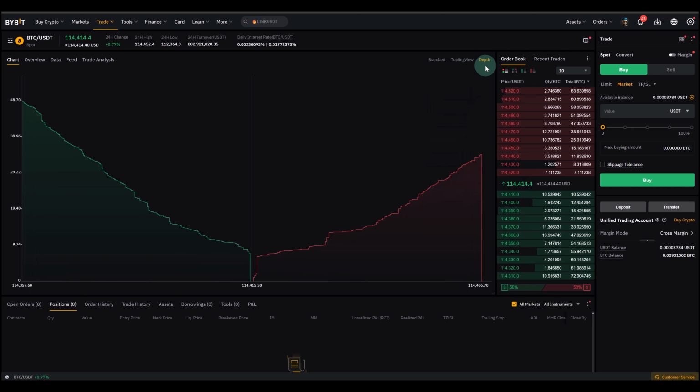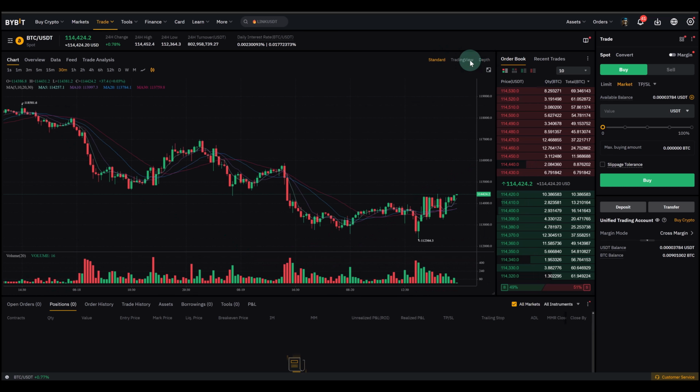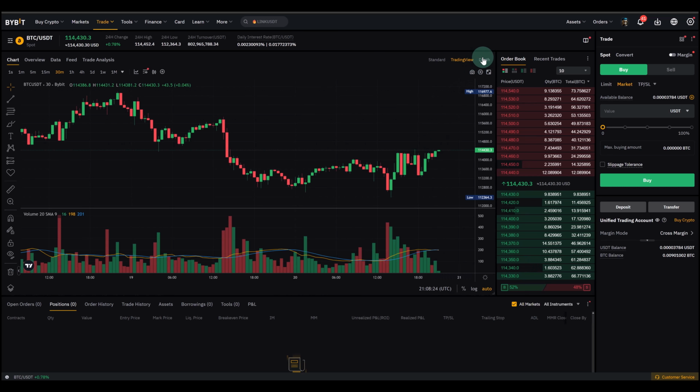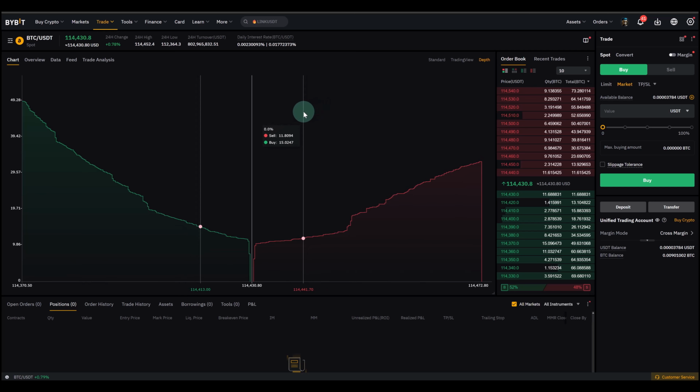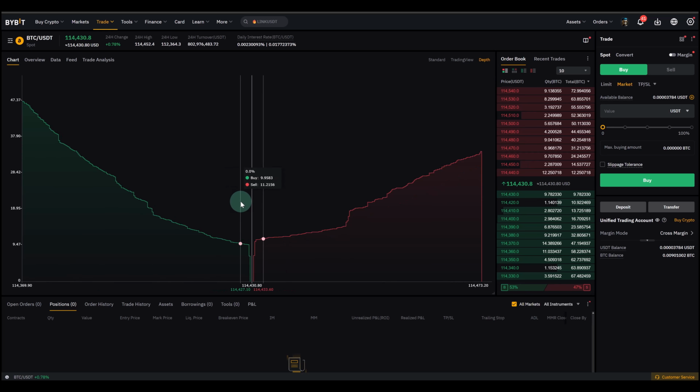Now, let's take a look at this depth chart. Normally when you are on an exchange, most people will spend their time here, on standard or the TradingView overview, but there is the depth chart, which can be quite useful. Here on Bybit, you can switch to this view by just clicking on depth right next to the order book. What you see here is a graph with two colors, essentially.